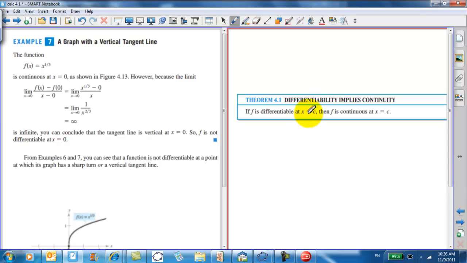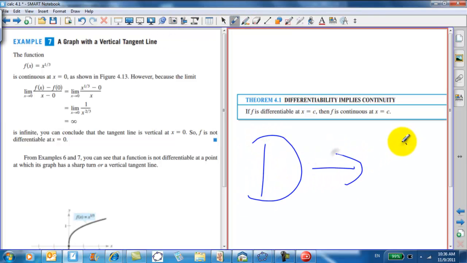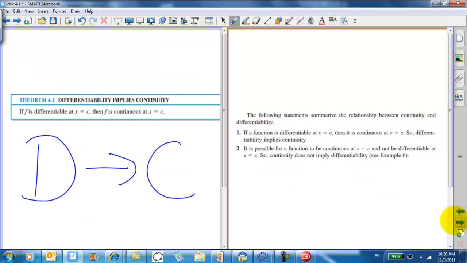Now here's a key idea. D implies C. That's basically how we write it. Differentiability implies continuity. DC, just like our nation's capital. If a function f is differentiable at x equals c, then it must be continuous at x equals c. And that's what we just said. It is possible for a function to be continuous at x equals c and not differentiable at x equals c. So continuity does not imply differentiability.